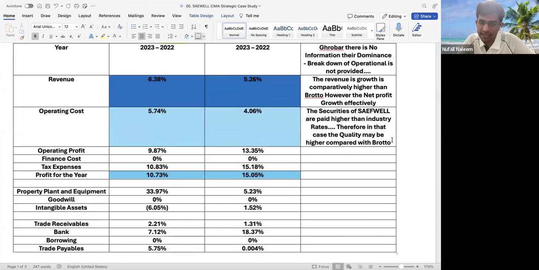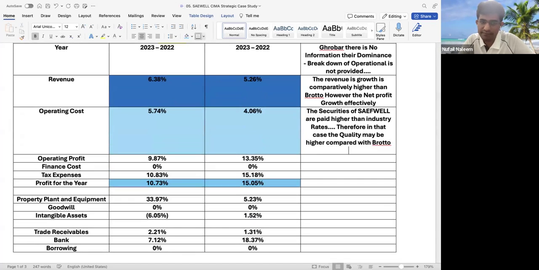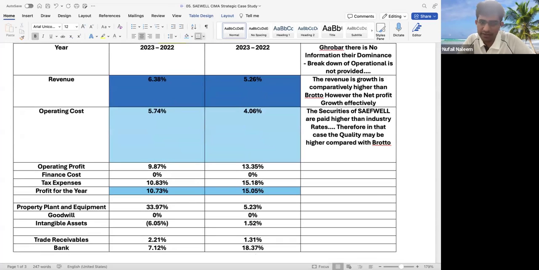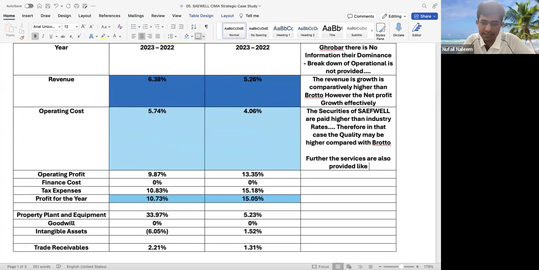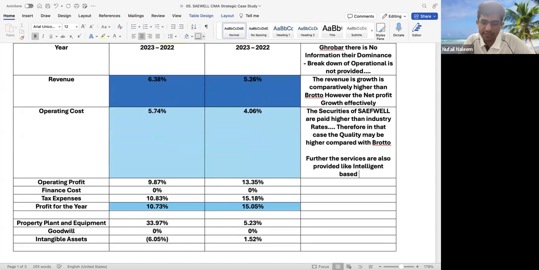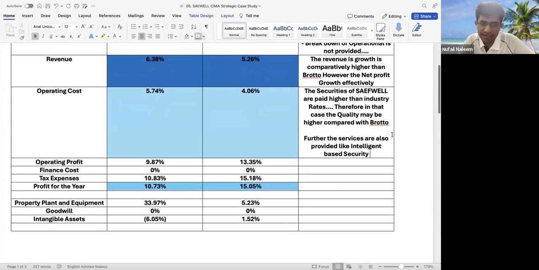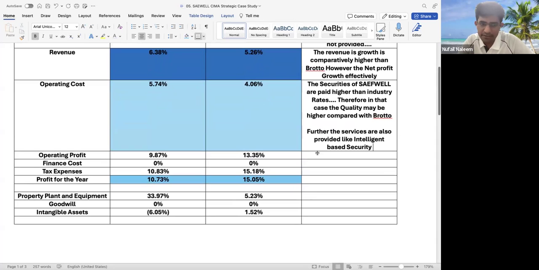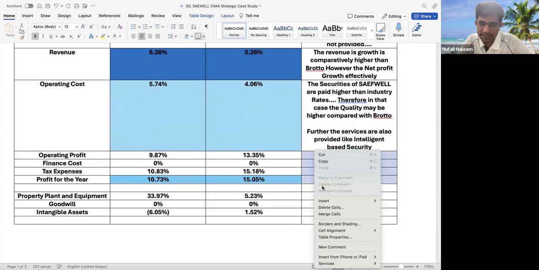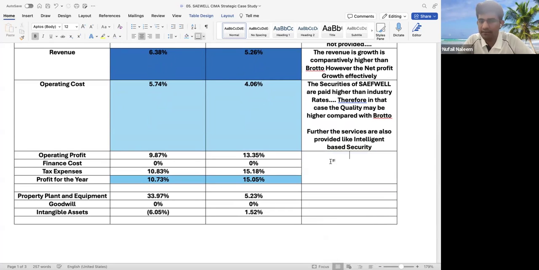Now, students, the next thing, I'll just write it down so that it will be easier for you all to understand also. Further, other services are also provided, like intelligence-led security or intelligence-based security rather than on-site also. So we do that also as well. So in that case, this is one factor to be considered. Now, students, I'll just consider all these things together. So I'll write it down so that it will be very clear.